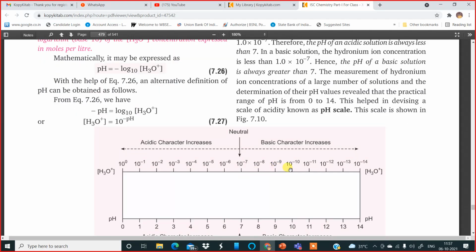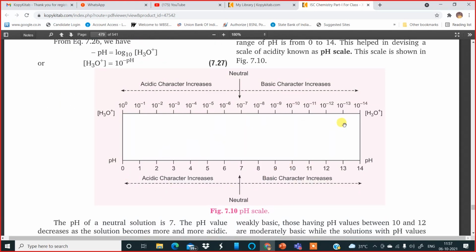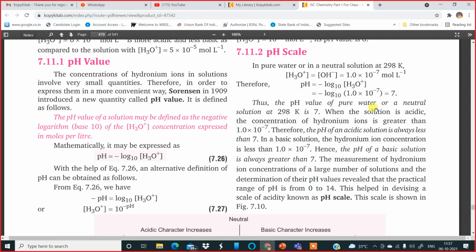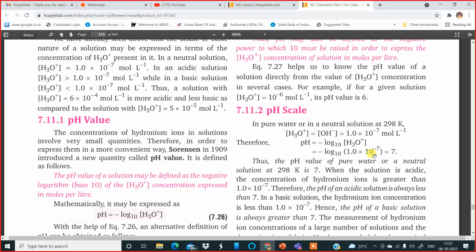So have a look at this scale over here, the pH scale, which is a beautiful scale written at the bottom over here. This is pH 7. 10 to the power minus 7 means pH 7. 10 to the power minus 6 means pH 6. So this is the concentration of hydronium ion this way, and these are the corresponding pH values. So the pH depends upon the concentration of hydronium ion. Keep a note of that. So that is all about the pH scale.